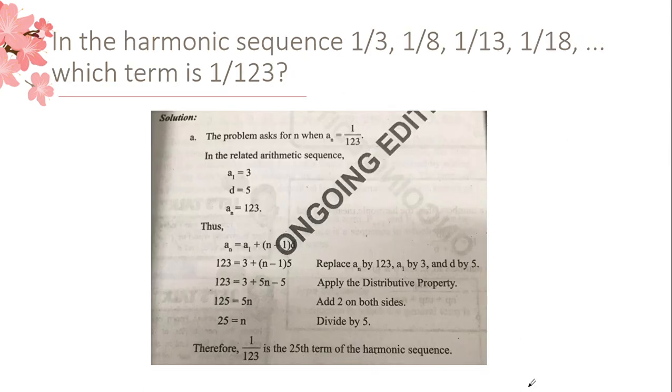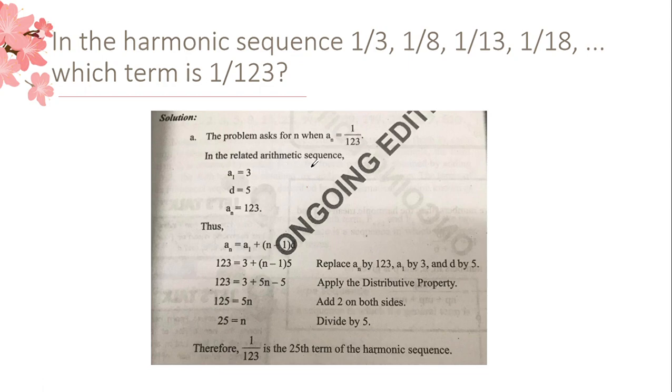Okay, next, second example for the harmonic sequence. In the harmonic sequence, 1/3, 1/8, 1 over 13, and 1 over 18, which term is 1 over 123? So again, ang ato na sa gipangita kay si n. Kung ikapila na term si 1 over 123. So, the problem asked for n when a sub n is equal to 1 over 123.